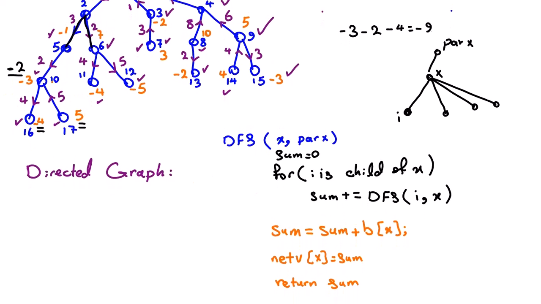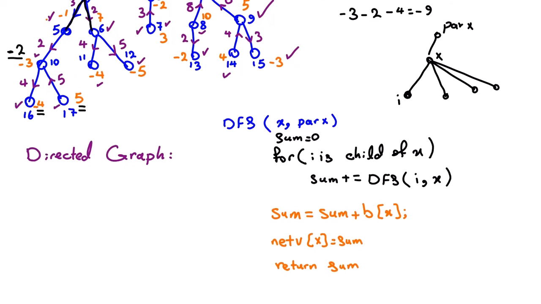Okay, now I want to draw this directed graph. So before finishing this one, I should consider two things. If the net value of this is positive, we should move to parent. If it is negative, we should get from parent. Okay, so you say this part. If sum is positive, then we should add this edge, x to parent of x, and the value is this net value of x.